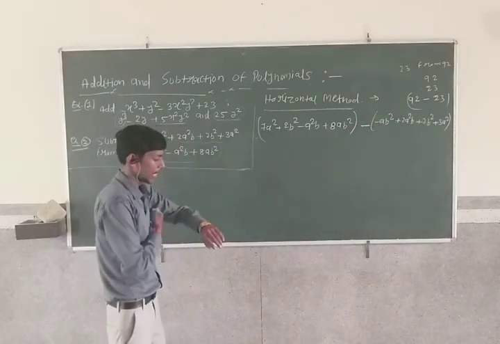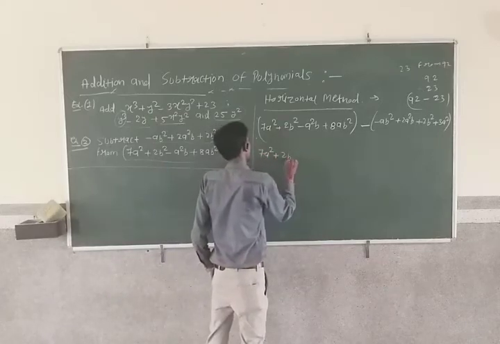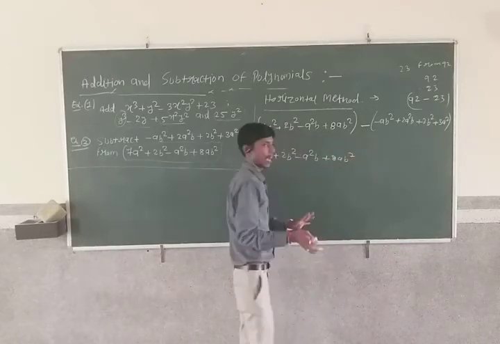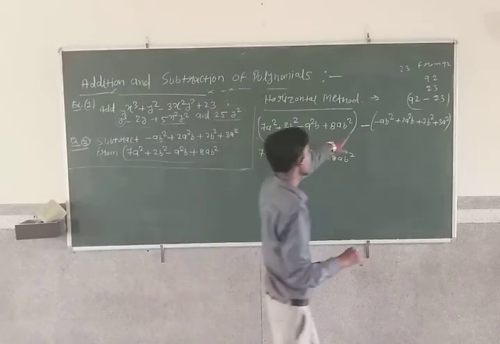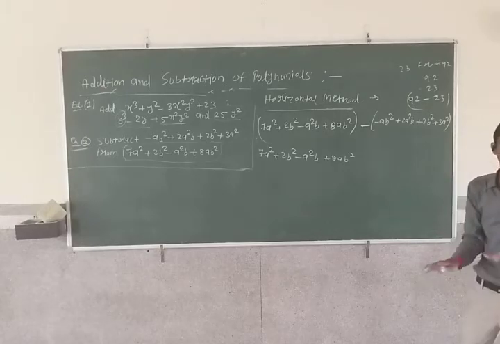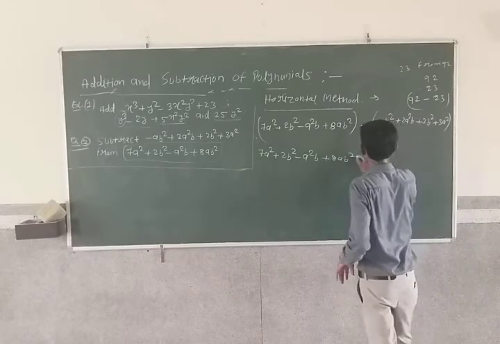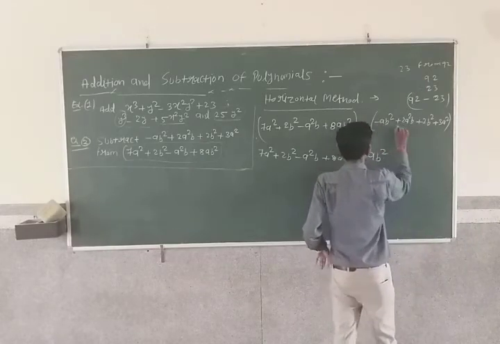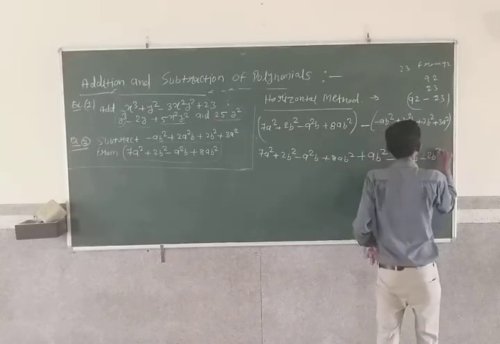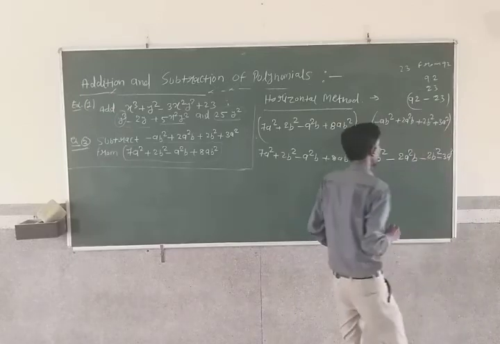Then finally what we need to do is, 7a square plus 2b square minus a square b plus 8ab square. I have removed the bracket, and now minus is given here. So all the symbols in this bracket will change. This minus minus now will be plus ab square, minus plus now minus 2a square b, minus plus minus 2b square, and minus plus minus 3a square.